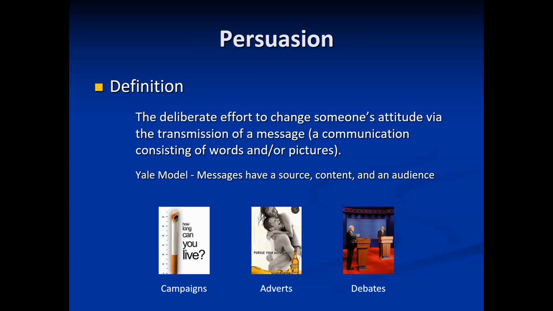According to the Yale attitude change model, all messages have a source, the sender of the message. They have content, the ingredients of the message, and an audience, the recipient of the message. For example, the alcohol advert shown in the slide has a source. It was made by the drinks manufacturer. It has content. It has photos and a slogan, and it has an audience, anybody seeing the advert.